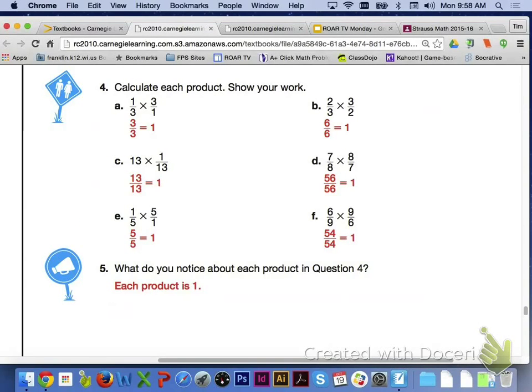For letters A through F for number 4, you should see that you get 1 for the product in every single one of your problems. Number 5 actually asks us what we notice about each product. We should see that each product is 1 whole for our answer.